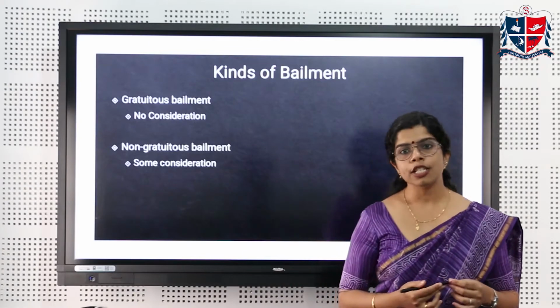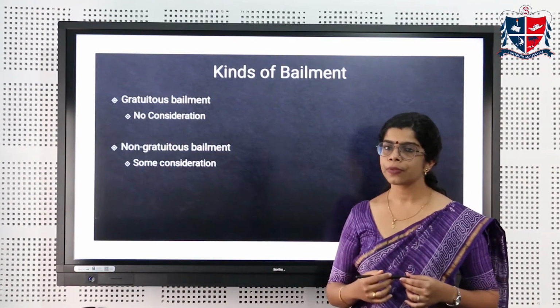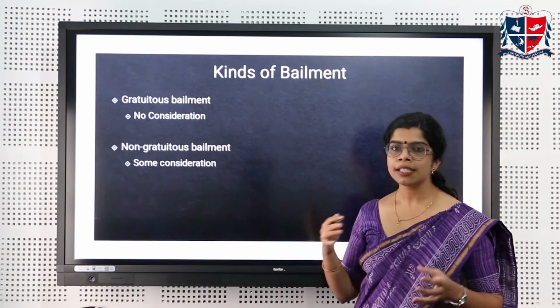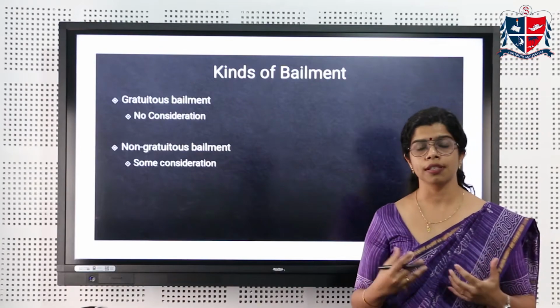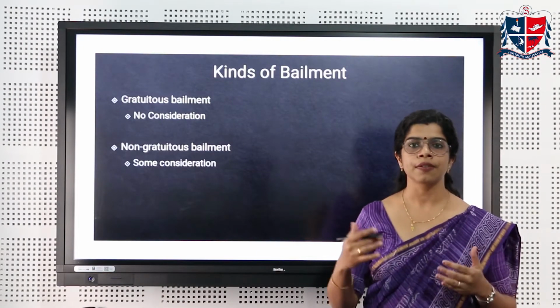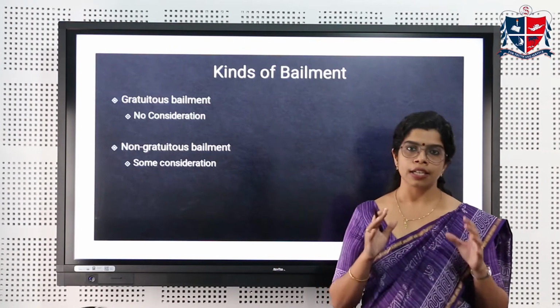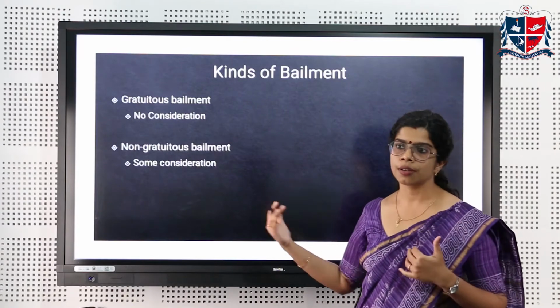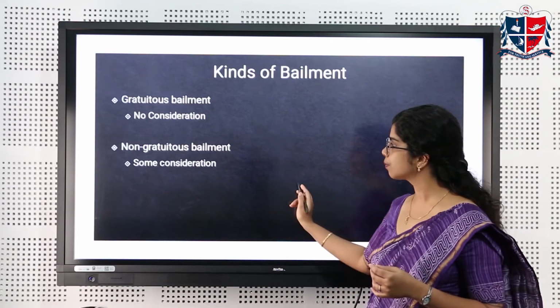Then you have non-gratuitous bailment, which has a consideration attached to it. Non-gratuitous bailment is again profit oriented, which has some type of consideration passing from bailer to bailee. So there are conditions and clauses that are attached to such bailment, unlike gratuitous bailment.